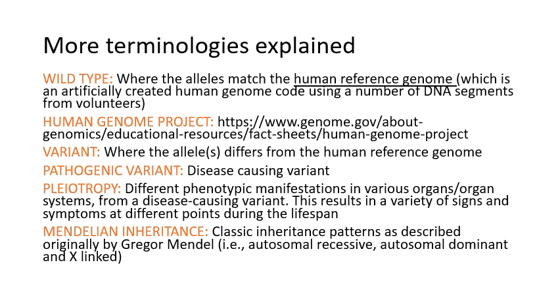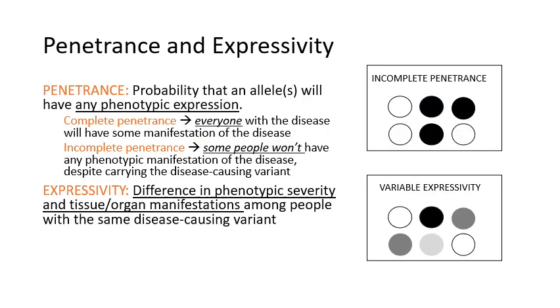Okay. The next thing also to know is Mendelian type of inheritance. So Mendelian inheritance is a single gene inheritance pattern. Autosomal recessive, autosomal dominant, X-linked, all of these are single gene disorders, and these are the types of inheritance patterns that were classically described by Gregor Mendel. Some other things that are important to know are penetrance and expressivity.